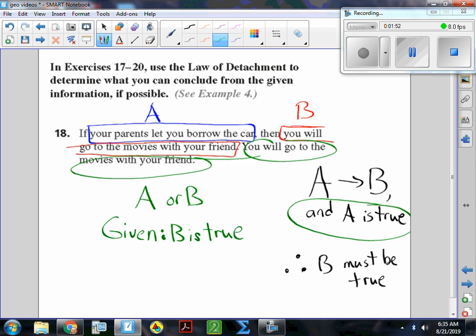They have to tell you that what's in the blue box is a fact. Then you can conclude that what's in the red box is also true. So right now, I don't have a valid conclusion to make.